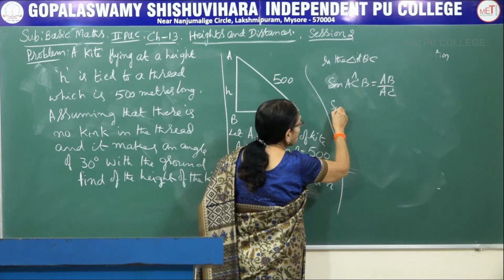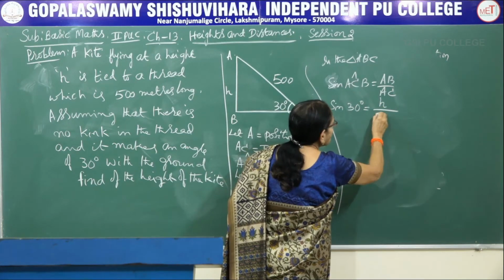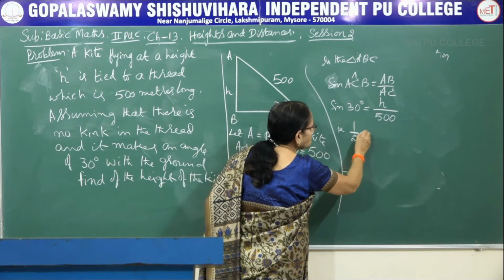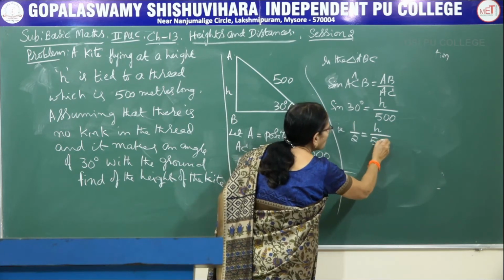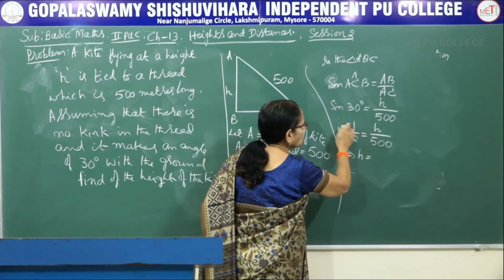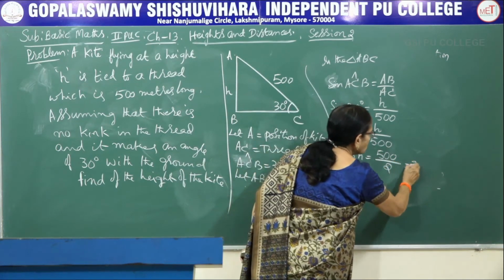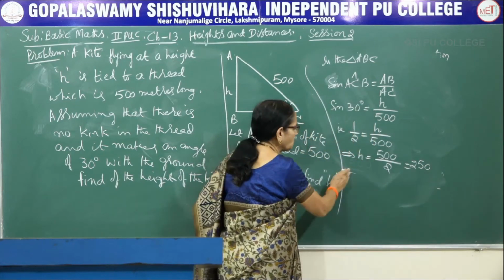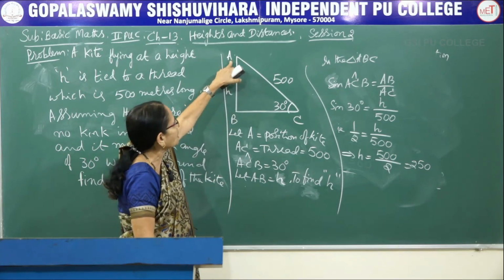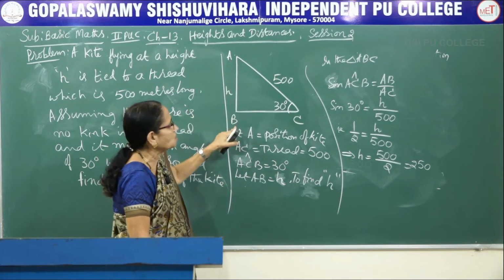Now what is ACB? Let me write that one. Sine of 30 degrees equal to H divided by 500. What is the value of sine 30? It is a standard value, hence it is half is equal to H by 500. Now on cross multiplication, you can write H would be equal to, take 500 to the other side, so 500 divided by 2, it is exactly divisible, therefore 250. What is H here? It is the height, in other words, the position of the kite. So we can say the kite is flying at a height of 250 meters from the ground.